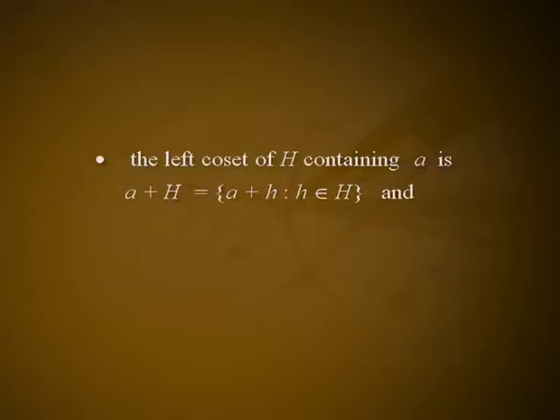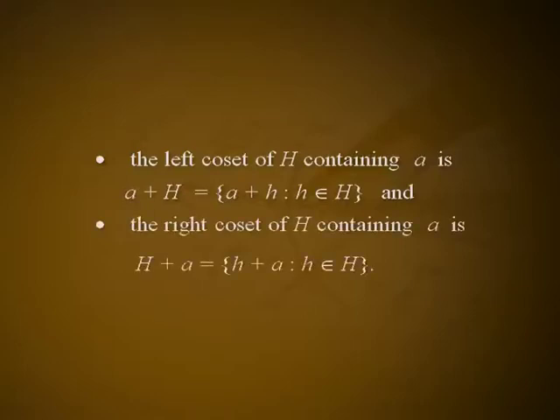In additive notation, the left coset of H containing a is a plus H, equal to the set of all a plus h such that h belongs to H, and the right coset of H containing a is H plus a, equal to the set of all h plus a such that h belongs to H. Example 2. Exhibit the left cosets and the right cosets of the subgroup 3Z of Z under addition. Solution. Note that 3Z equals the set of all etc., minus 9, minus 6, minus 3, 0, 3, 6, 9, etc.